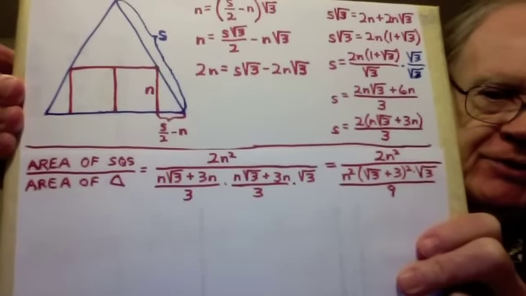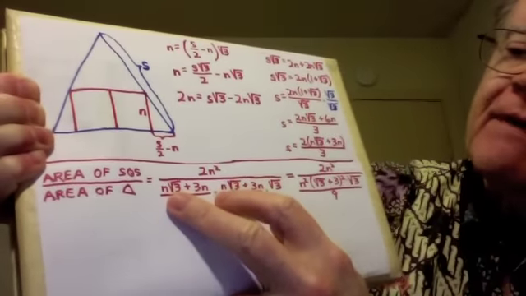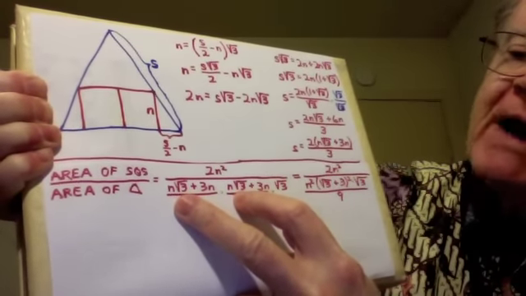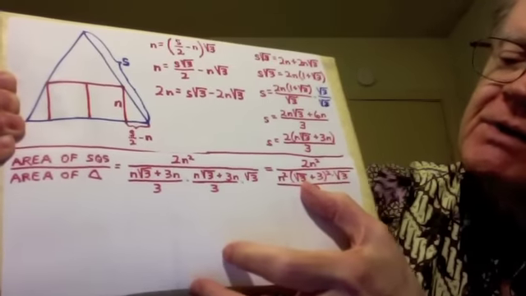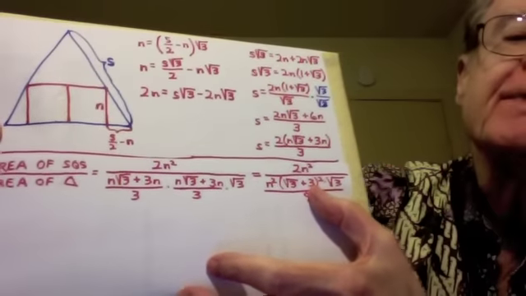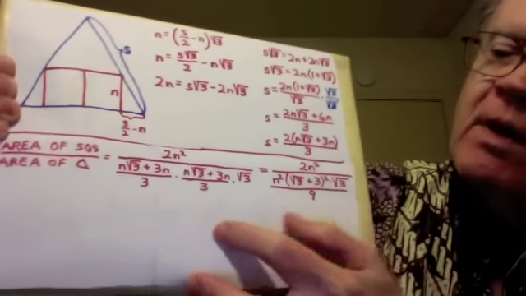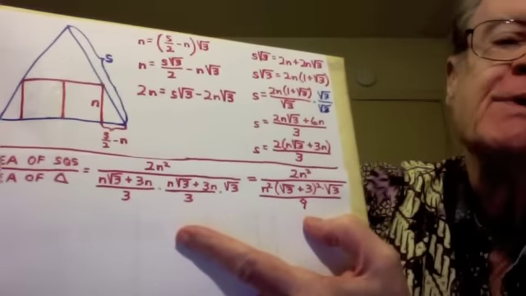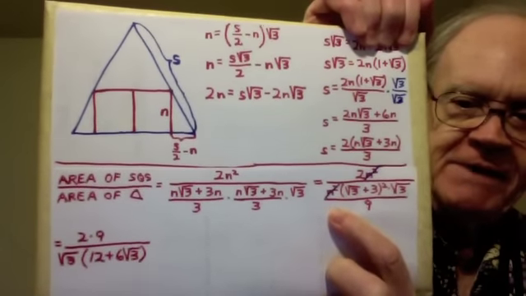So we have the numerator 2N squared. In this denominator, I factor out the N from both these fractions, which gives N squared, and what's left is root 3 plus 3 squared times root 3 over 3 times 3, which is 9. The N squareds will cancel, and that's as it should be.